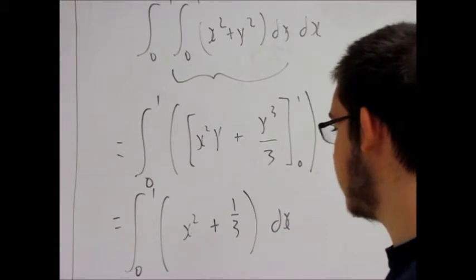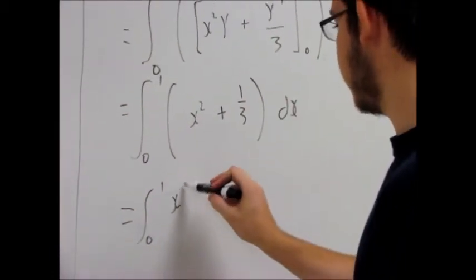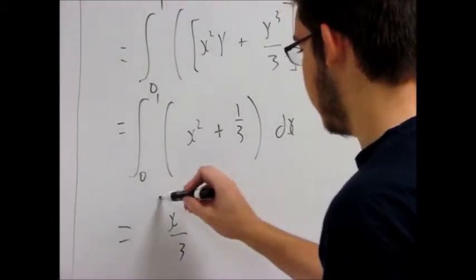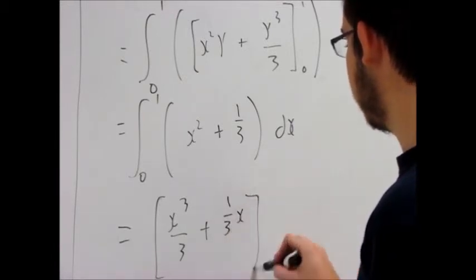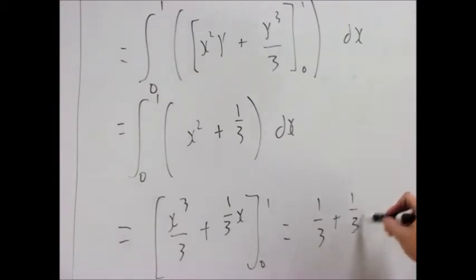So now integrating this, we get the integral from 0 to 1 of x squared, x cubed over 3, plus 1/3 x from 0 to 1, so that's 1/3 plus 1/3, which is 2/3. So that's that integral.